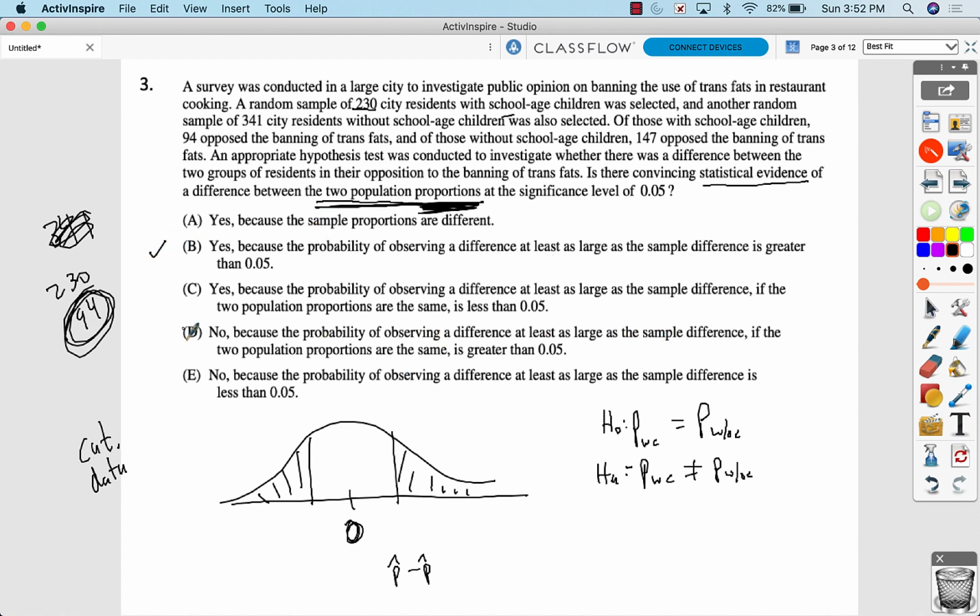So really, you're looking at B and D. Yes, the sample proportions are different, but that's not enough. Two proportions could be different, and that doesn't mean that something's significantly different. They're asking further if there's a difference. We got a p-value greater than alpha, not less than alpha, so it can't be that. So it's either B or D. Probability of observing a difference at least as large as the sample difference. We don't have a sample difference, or I guess we do have a sample. It's greater than.